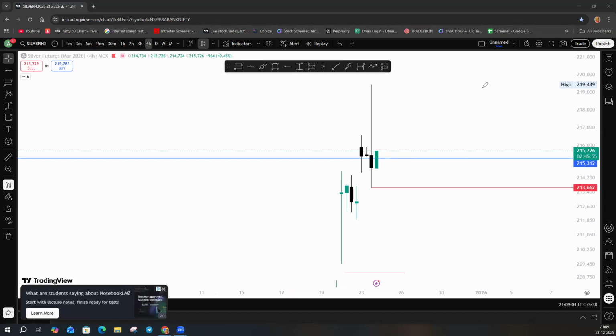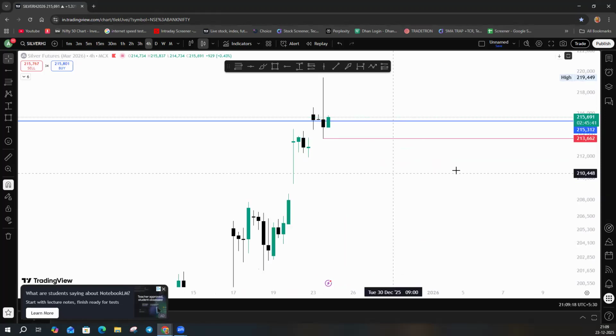Otherwise we will again see the sideways range, and after this sideways we will again witness upside, as per the trend analysis or as per the rally based drop rally. Okay, so this is how we have to make our view currently.